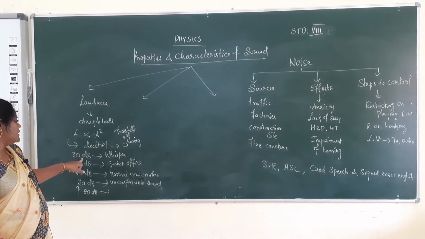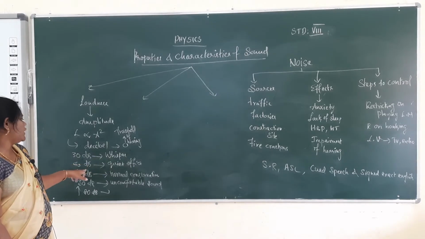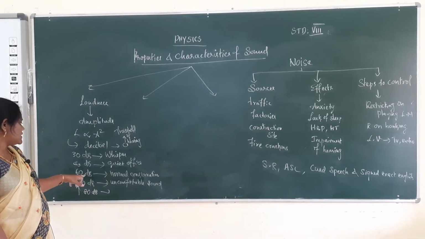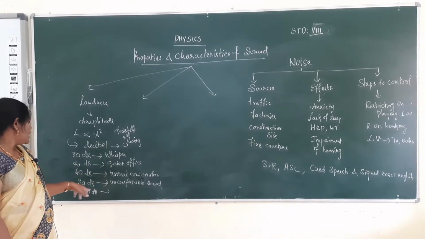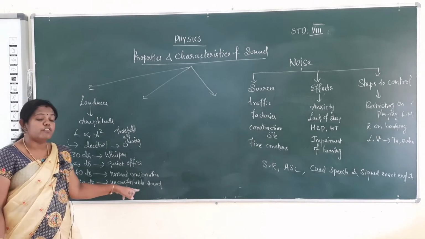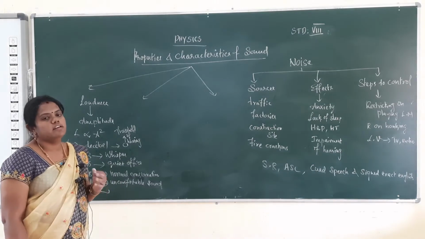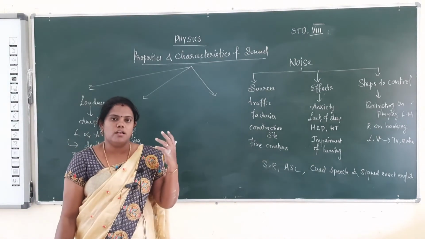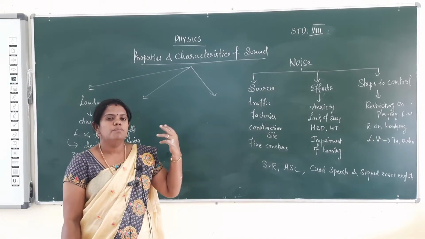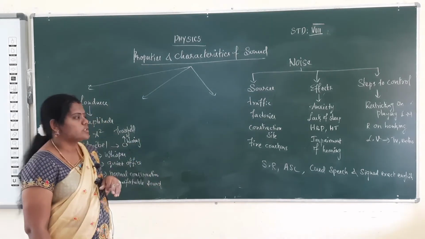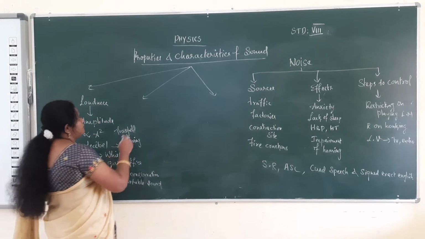So 30 decibels is whispering, 40 decibels is a quiet office, 60 decibels is a normal conversation, and 80 decibels creates an uncomfortable sound. Above 80 decibels, hearing loss can definitely be produced. That is the loudness of sound. Okay, the next is pitch.